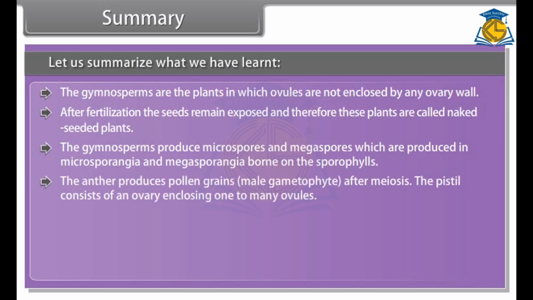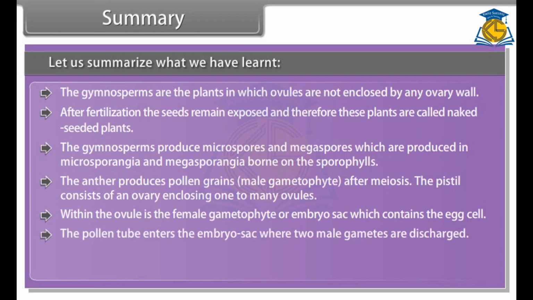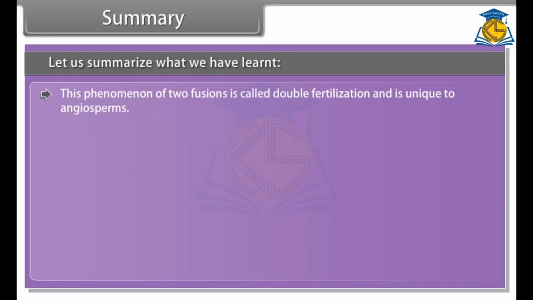The anther produces pollen grains, the male gametophyte, after meiosis. The pistil consists of an ovary enclosing one to many ovules. Within the ovule is the female gametophyte or embryo sac, which contains the egg cell. The pollen tube enters the embryo sac, where two male gametes are discharged. One male gamete fuses with the egg cell, syngamy, and the other fuses with the diploid secondary nucleus, triple fusion. This phenomenon of two fusions is called double fertilization and is unique to angiosperms.